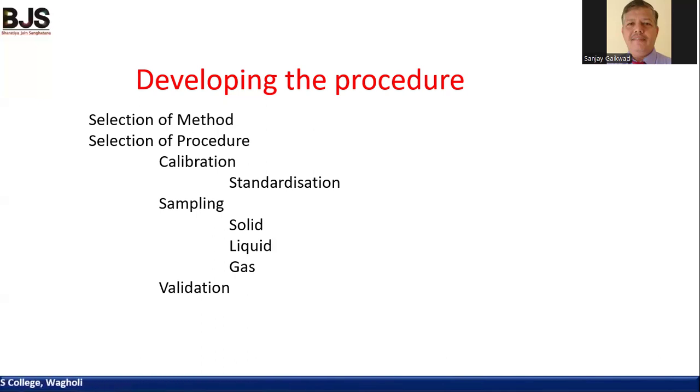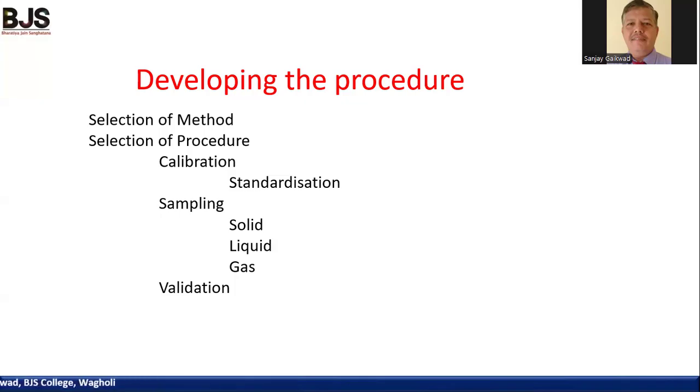Then selection of the procedure, because there are many procedures available. It depends on the amount of compound and the method selected. Therefore, the procedure should be selected properly to get the reliable result. Now, after selection of the procedure, if it is an instrumental analysis, then it should be calibrated. Calibration is required. Now, for this calibration, we require a comparison with a standard, that is standardization of the method or standardization of the instrument.